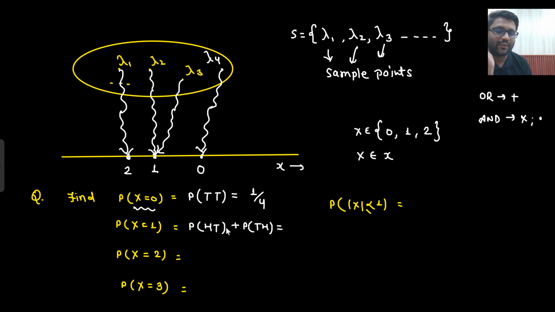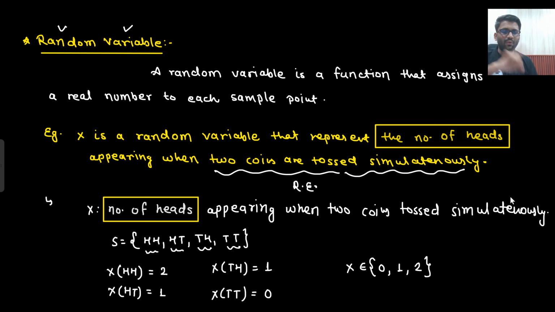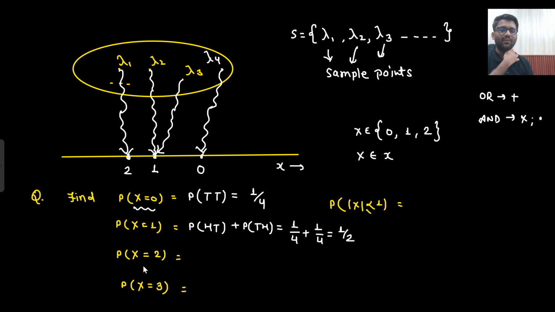So what is the probability of getting head-tail? That is 1 by 4. And what is the probability of getting tail-head? That is also 1 by 4. So what will be the probability? 1 by 2. Basically, when you toss two coins simultaneously, what is the probability of getting number of heads equal to 1, which is head-tail or tail-head? So 2 by 4, that means 1 by 2. What about x equals 2? What is the meaning of that? What is the probability of random variable x taking the value 2?